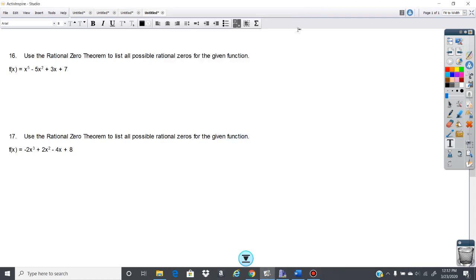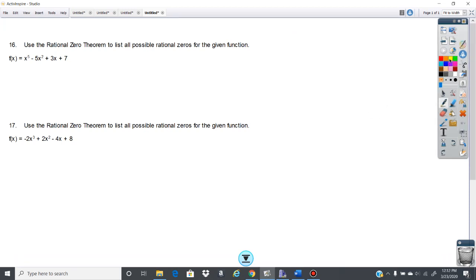All right, next we have rational zeros, possible rational zeros for a function. So what we want to do here is we're just going to do this simple formula. It is going to be the factors of p over the factors of q, where p is your constant and q is your leading coefficient.